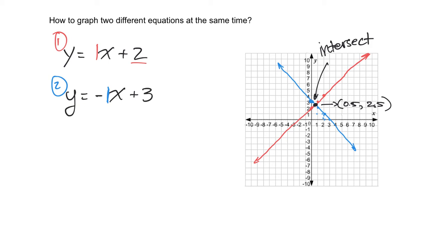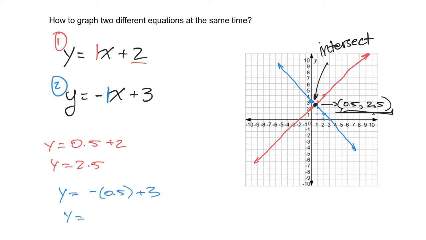What does that mean? Well, that means that this point right here exists in both lines. So for our first equation, if x is 0.5 and I add 2, right? What does y equal? Y equals 2.5. And for our second equation, I'm going to do it in blue. If x is 0.5, add 3, I get y equals negative 0.5 plus 3, y equals 2.5.